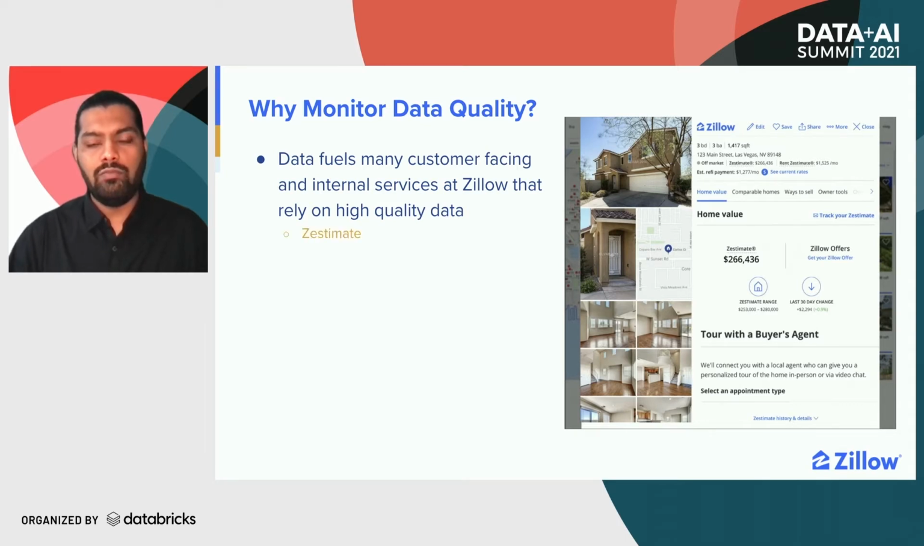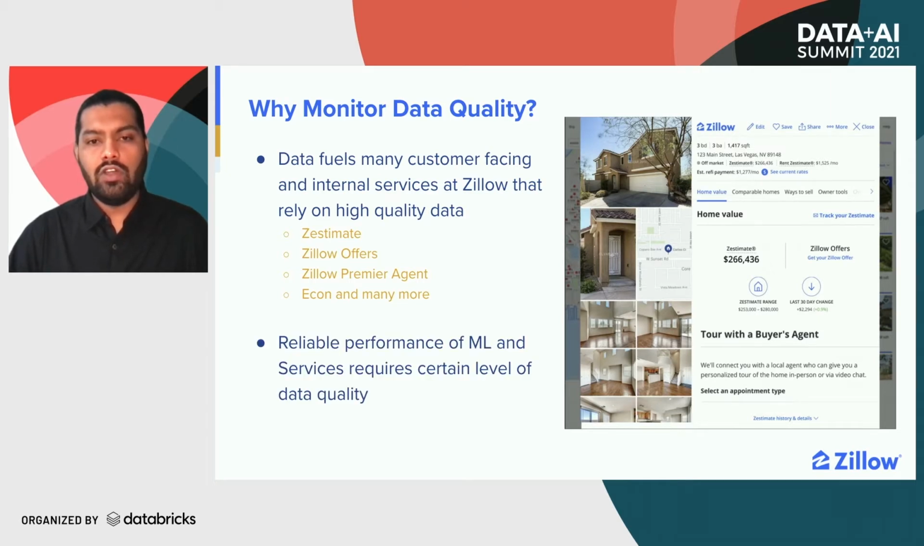Along with that, we show information related to Zestimate, which is used to estimate the prices of each home based on various factors. We have this service called Zillow Offers, which provides an easy and hassle-free service for customers to sell or buy a home. Along with that, we have our Zillow Premier Agent services, which help customers connect to agents. And we have our economic research team, which publishes a lot of market research analysis on our website and various other teams.